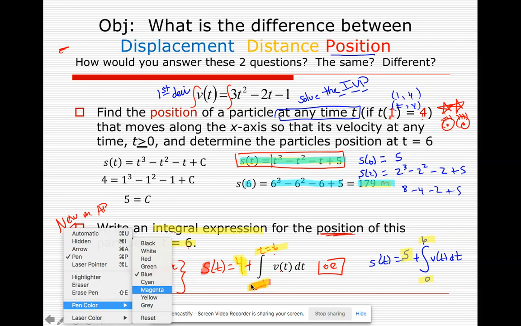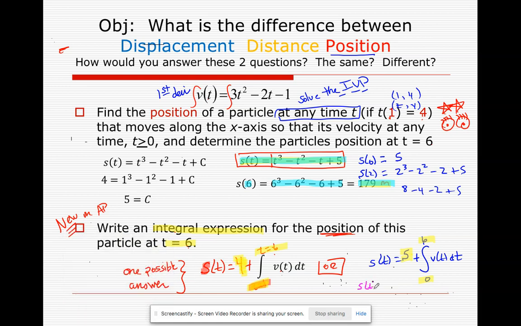integral expression I could write. Give me the displacement of the velocity equation starting at 2 and going to 6. But what would you have to add? Your position at 2. What was your position at 2? What do we say? At time equals 2, I was already at a position of 7, and then give me the displacement from 7.